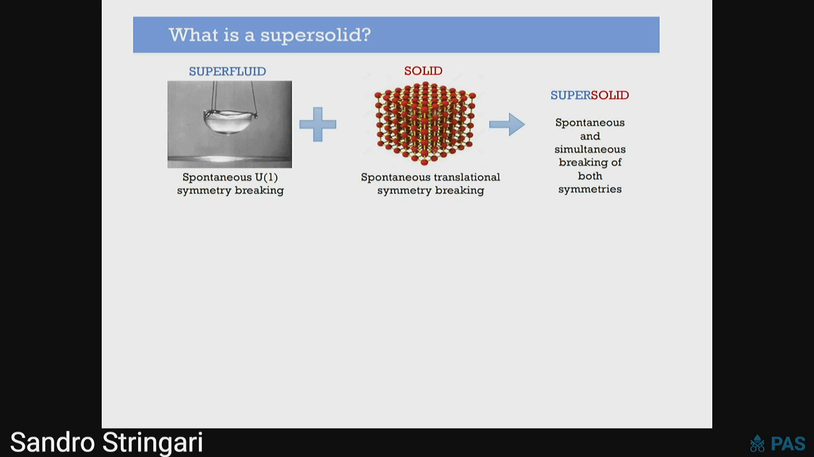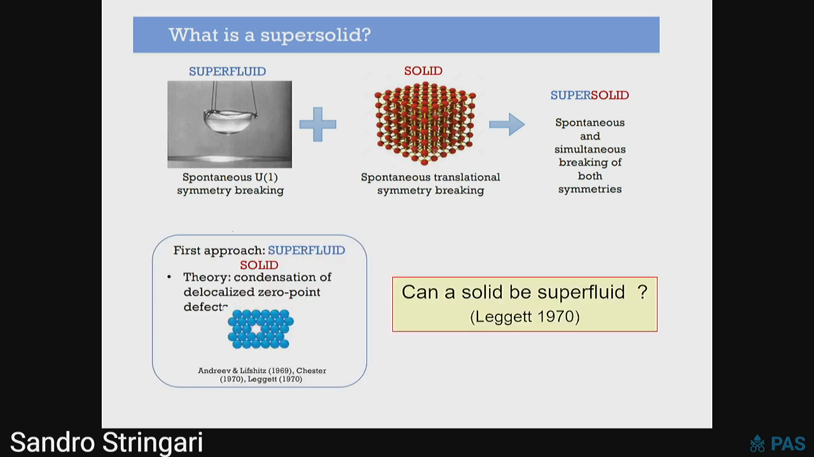And this already suggests two possible ways to approach the problem of supersolidity. The first approach is to start from a solid and to look for superfluid phenomena possibly exhibited by the crystal. This was the idea of the first works in the field. In particular, I would like to mention the famous paper by Leggett in 1970. The title of the paper was Can a Solid be Superfluid?